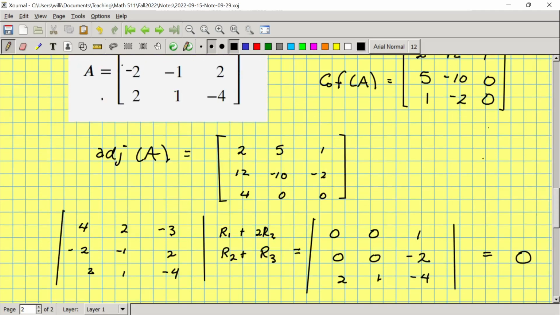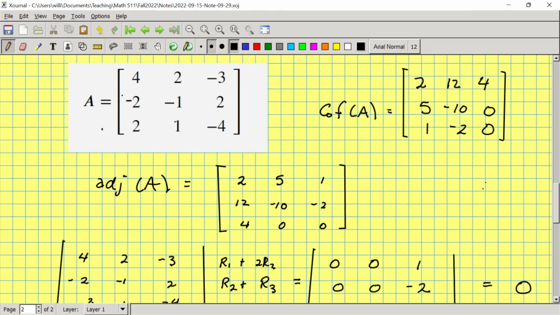Can you explain the adjoint of A? The adjoint you get from transposing the cofactor matrix. The adjoint is the cofactor matrix of A transpose. So I just transpose the cofactor matrix.